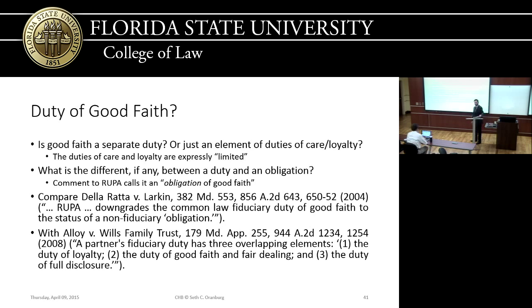Another way to think about this is that the duty of care and the duty of loyalty have an implied obligation of good faith and fair dealing built into them. So it's not an additional duty, but in order to not breach your duties of care and loyalty, you must act with good faith and fair dealing.